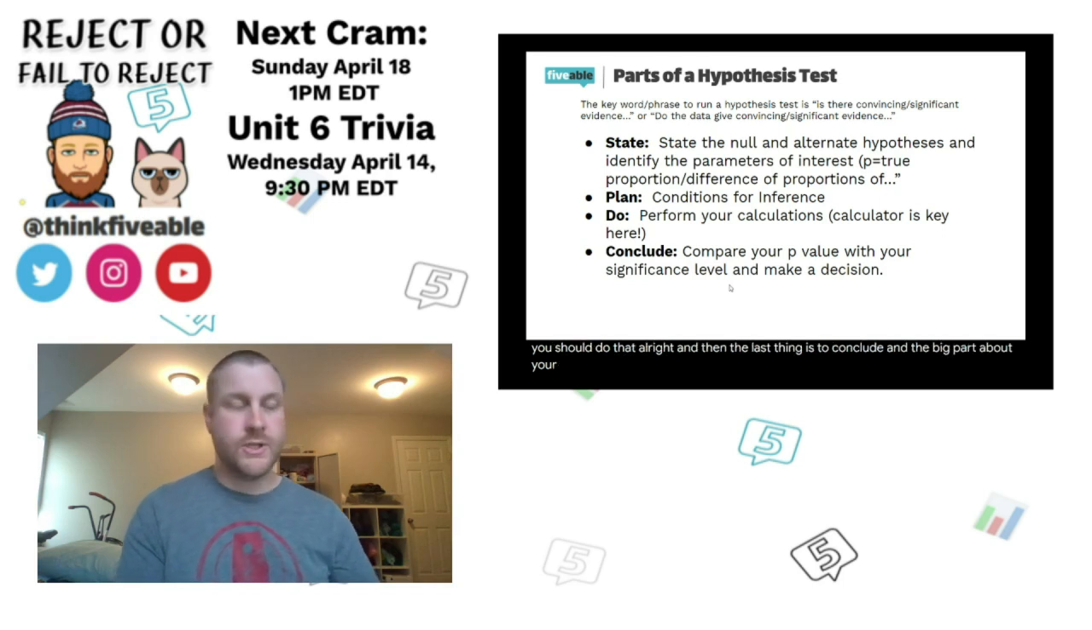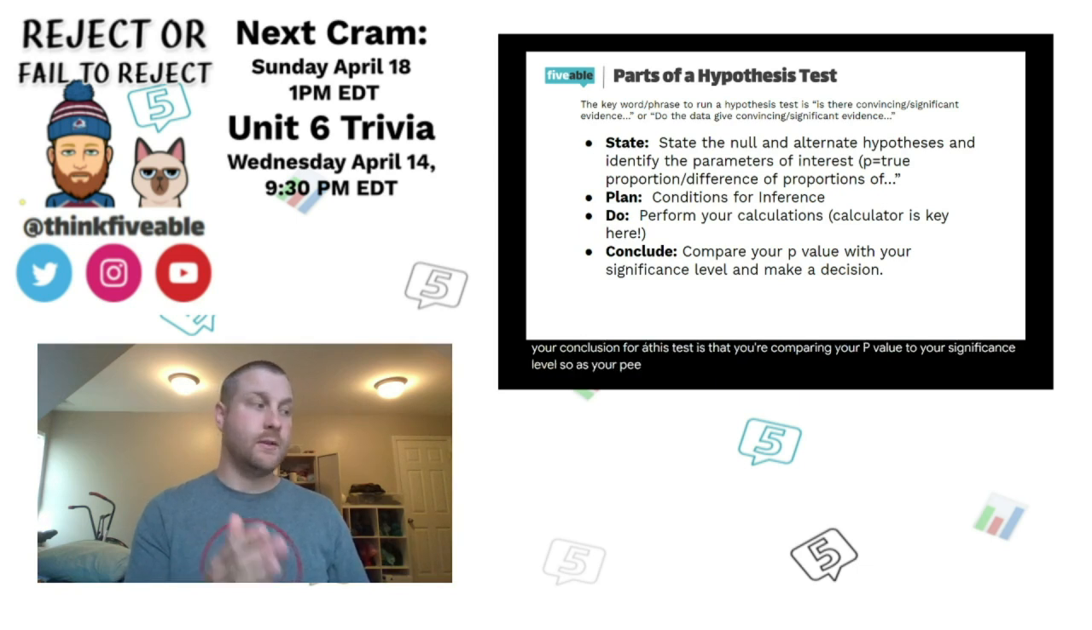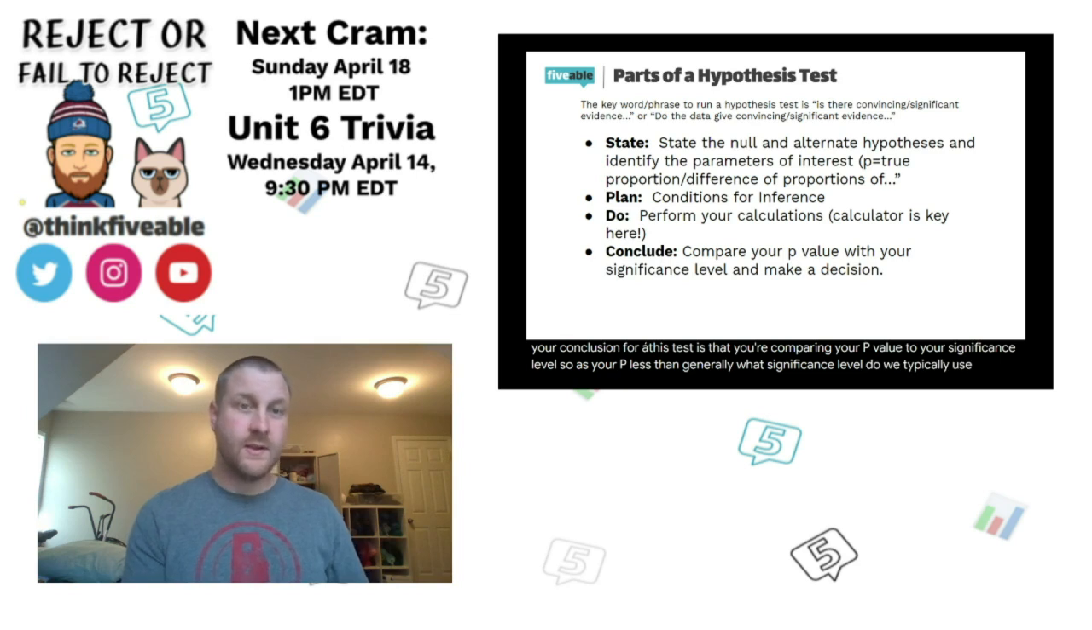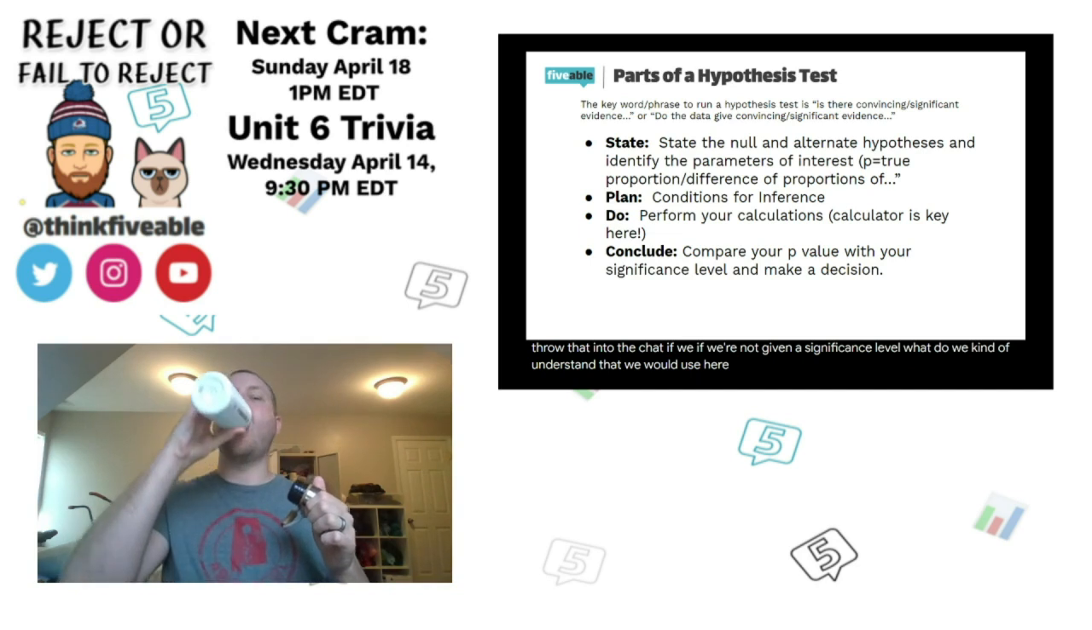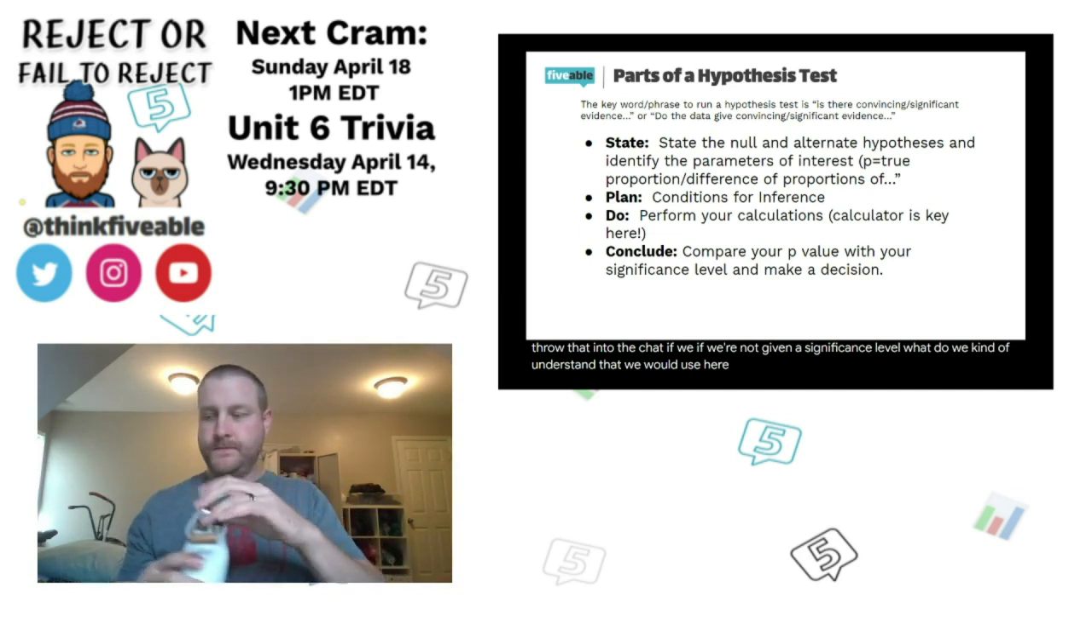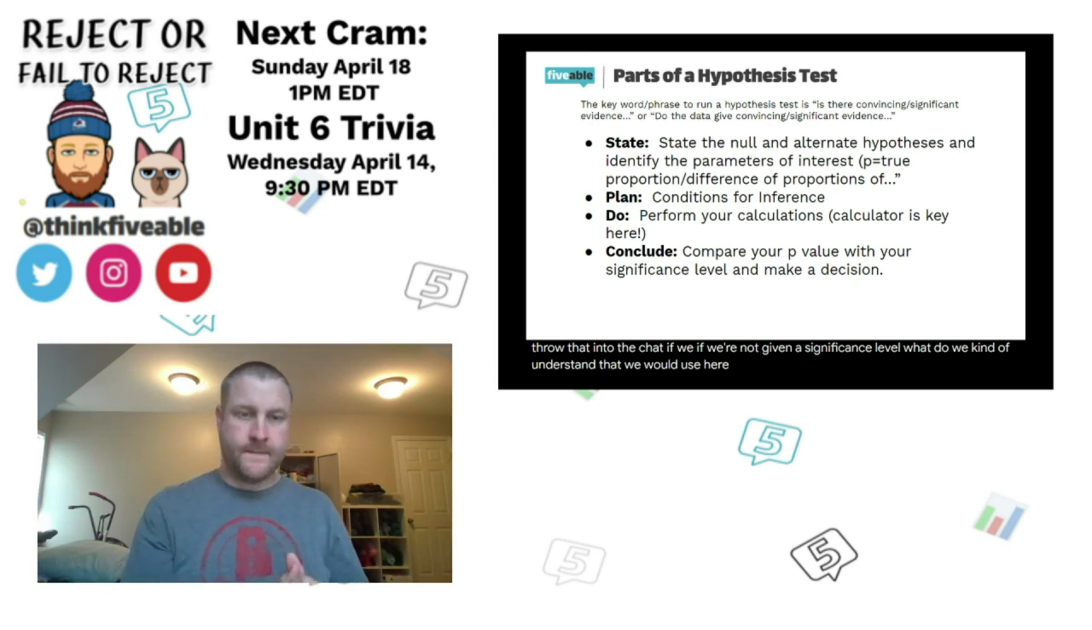And the big part about your conclusion for a hypothesis test is that you're comparing your p-value to your significance level. So is your p less than, generally, what significance level do we typically use? You can throw that into the chat. If we're not given a significance level, what do we kind of understand that we would use here? Yes, 0.05. I'm seeing them rolling in now. Yes, so 5%.